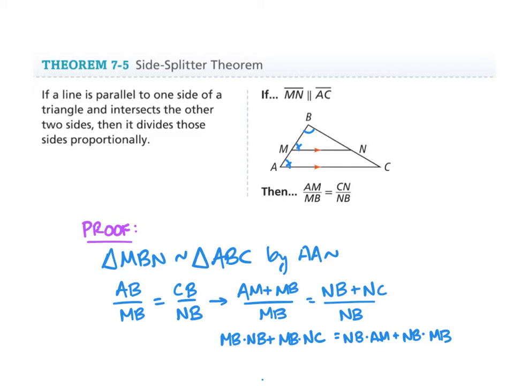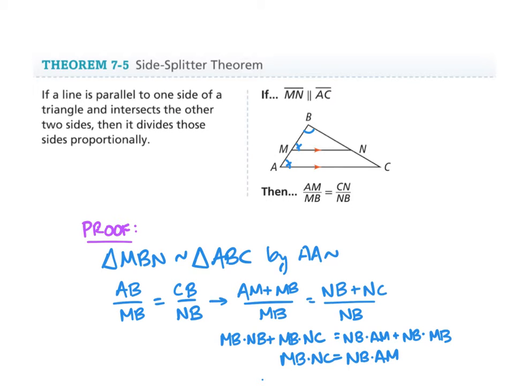And what I'll notice now is both sides have this term, MB times NB, MB times NB. So I can essentially cancel it out, leaving me with just MB times NC equals NB times AM. So I canceled these out. And then from here, I take this side and divide both sides by MB, and then take both sides and divide them both by NB. So I'm dividing both sides by this and then dividing both sides by that.